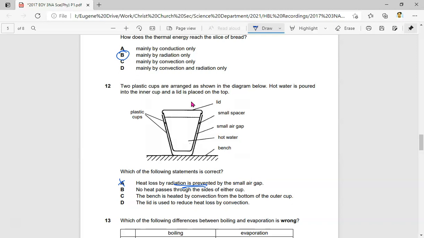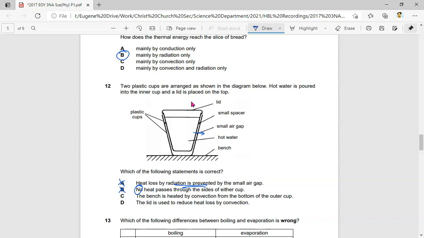No heat passes through the sides of either cup. That's not true. Because of the air here, actually there's conduction. Again, it can actually conduct heat out. It's just slower. Okay, so the word no actually is wrong. It's only very little.